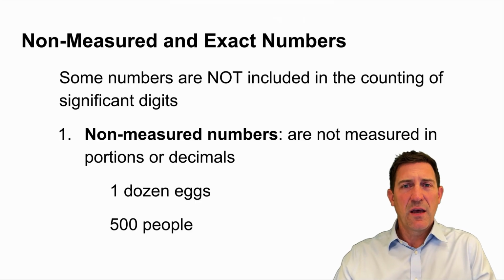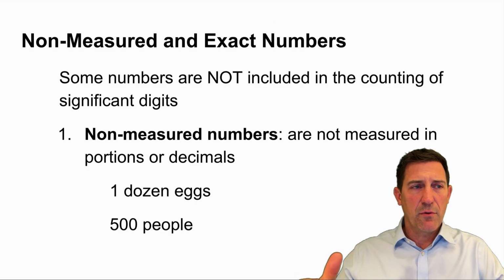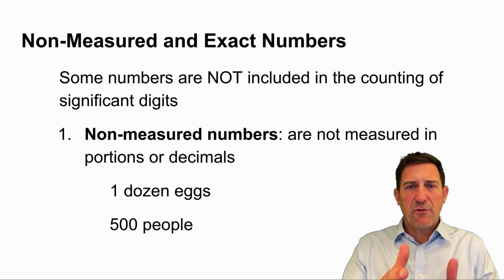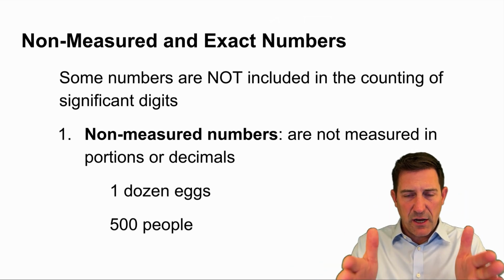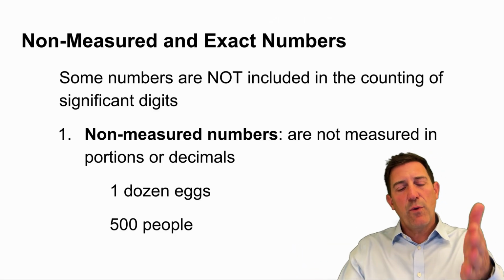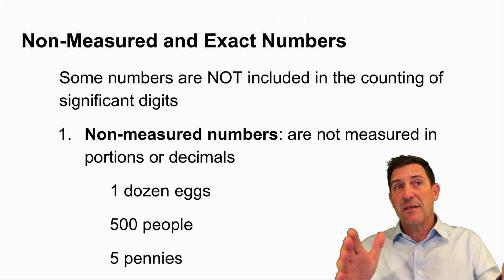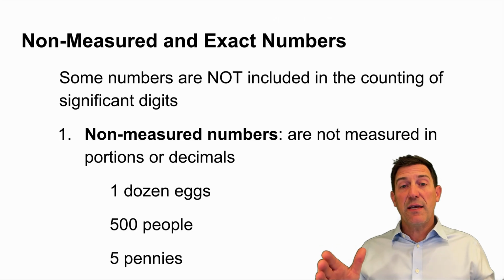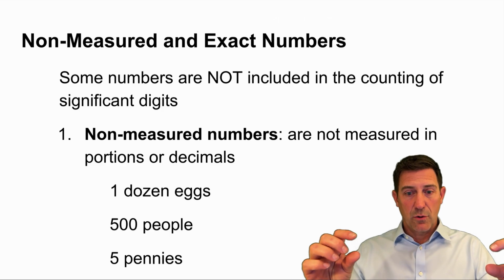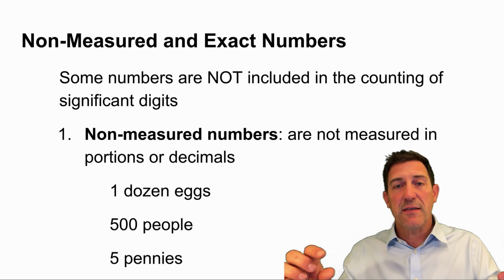And we're not measuring that. It's just 12 objects. Another way to look at this are 500 people. We'll never have 500.1 people, 500.01 people. It's not a measured value. It's counting. We're just saying we have 500 of these objects, right? We haven't measured anything with those objects. So if we had 500 people in an equation, we wouldn't count the significant digits in that because it's not measured. 5 pennies, same thing. If we have 5 pennies, we literally have 1, 2, 3, 4, 5 pennies, or 4 pennies, or 3 pennies, or 2. We never have 2.5 pennies.